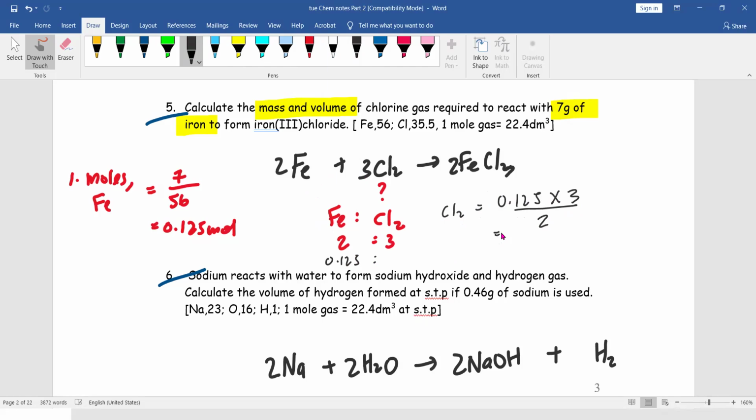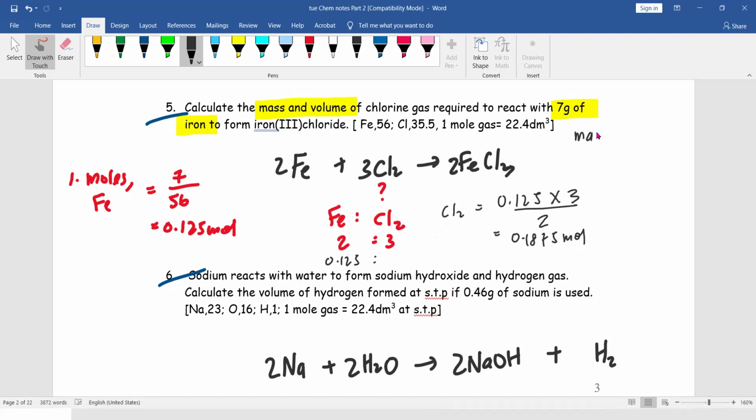Do you know why? No, you look at this. Did you get this? Yes. You got this part? Okay. 0.1875 mole. Very good. So now the question wants mass and volume.